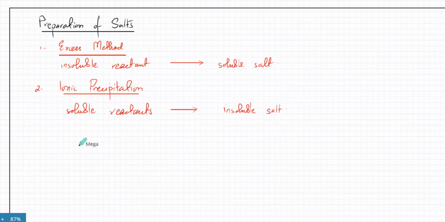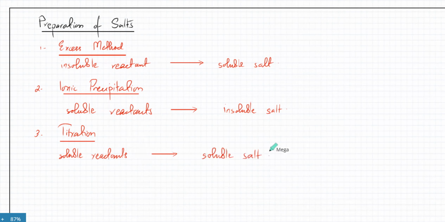And the third one is titration. Titration is going to be used when everything is kind of soluble. So that's when you use titration. Your reactants are soluble, and at the same time, you're trying to make a soluble salt out of them. So that's when you use titration. First thing, it all depends on the solubility of the substances.